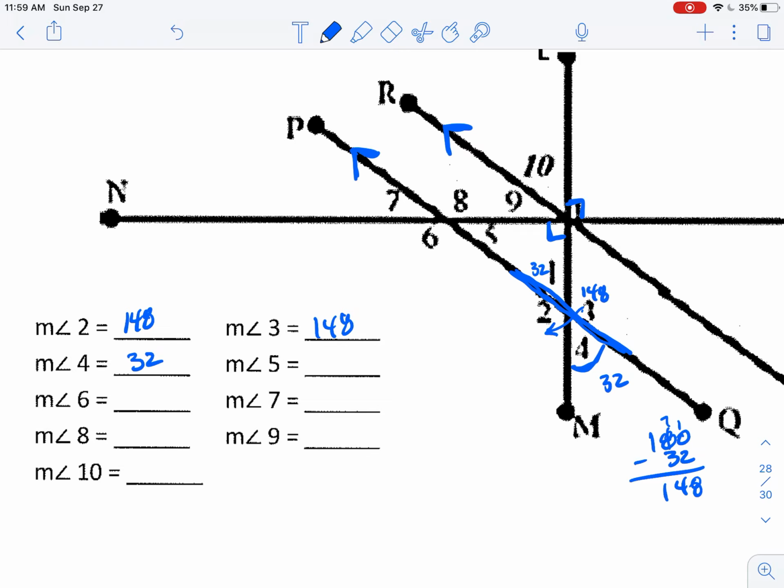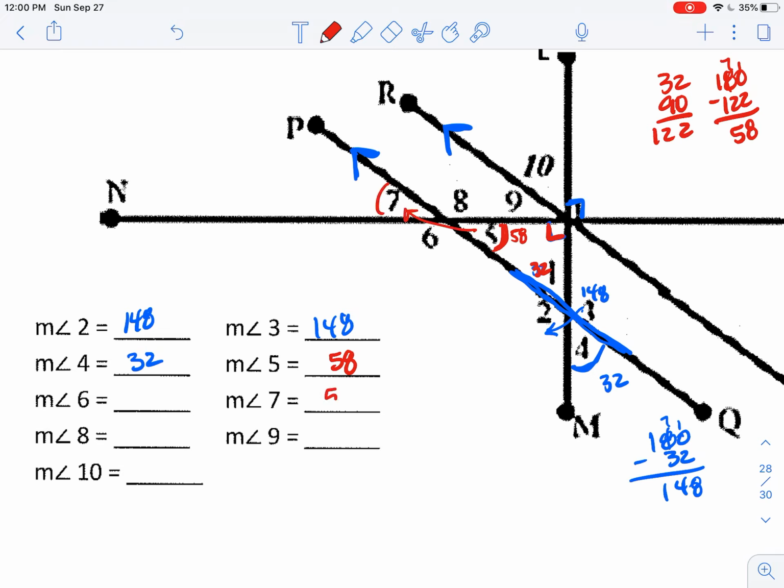Let's see what else. Okay, I could find the measure of angle, whatever this number is. I believe that's a 5. And I can do that because I know this is 90 and this is 32. And the three angles of my triangle have to add to 180. So 32 and 90 are 122. If I subtract 122 from 180, that's 58. So this angle here, whatever 5 is, is 58. So angle 5 is 58.